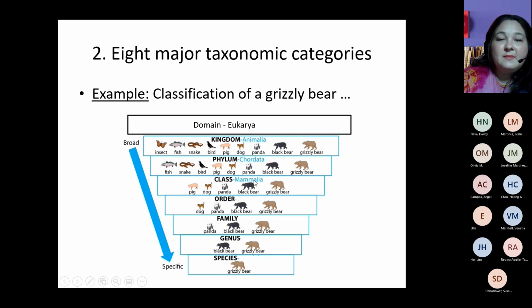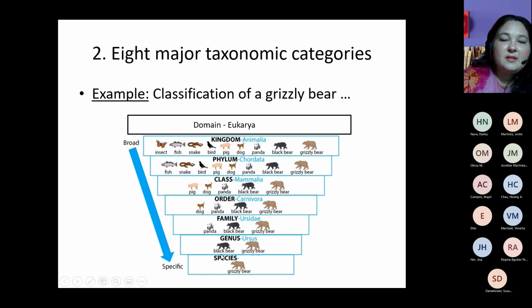Now class. Class is Mammalia. This is mammals. We've lost the fish, snake, and bird. Those are in different classes. Order, Carnivora. These are carnivores. We've got the dog, the panda, the black bear, and the grizzly bear. Family, Ursidae. Oh, we've lost the dog. Panda, black bear, and grizzly bear only.